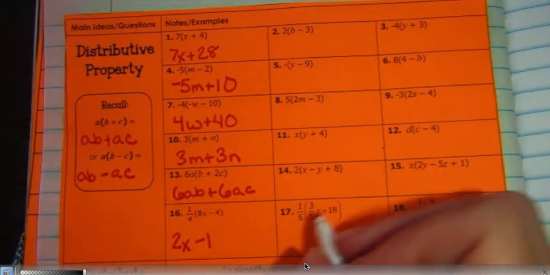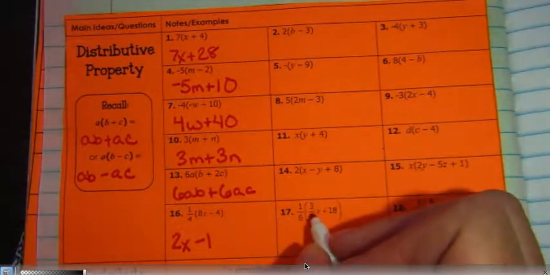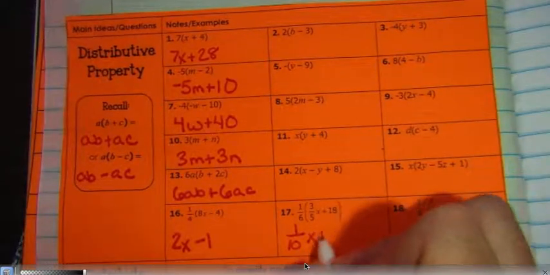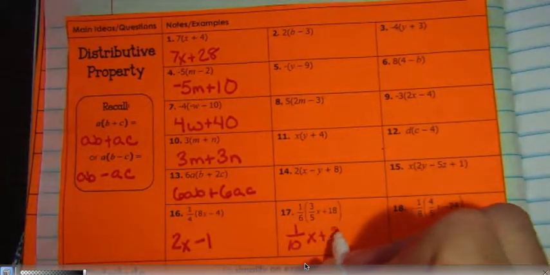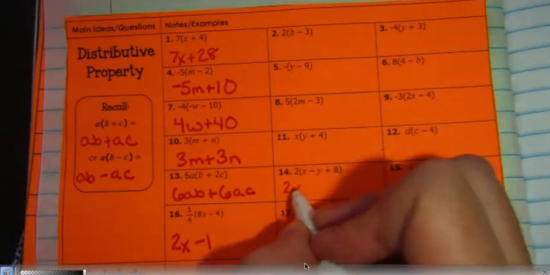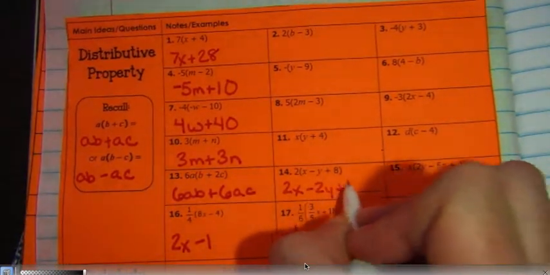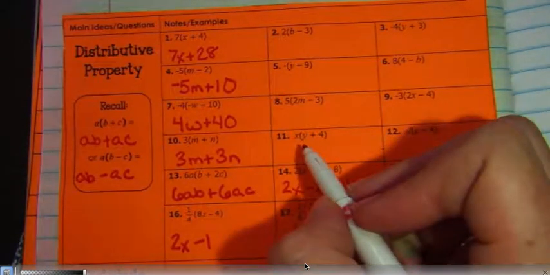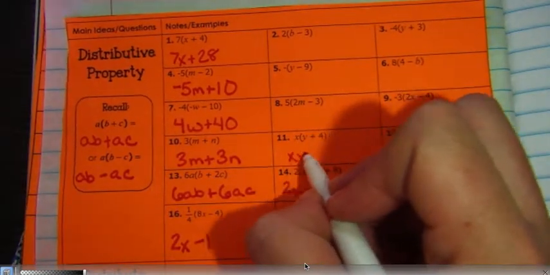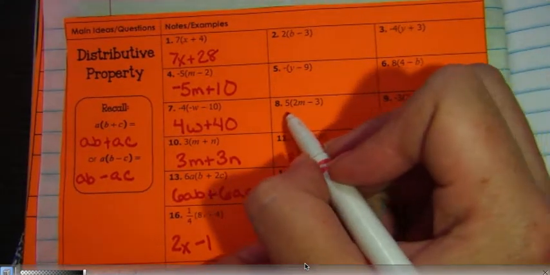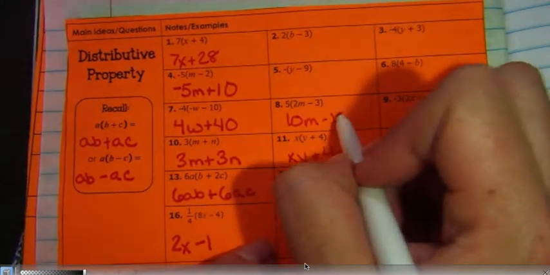All right, so let's go over here. 1/6 times 3/5 is going to be 3/30, which we're going to simplify to 1/10. And then a 6 of 18 is 3. Let's go up here. We'll have 2x minus 2y plus 16. Remember, make sure everybody gets multiplied. 11, we're going to have xy plus 4x. And we'd have 10m minus 15.